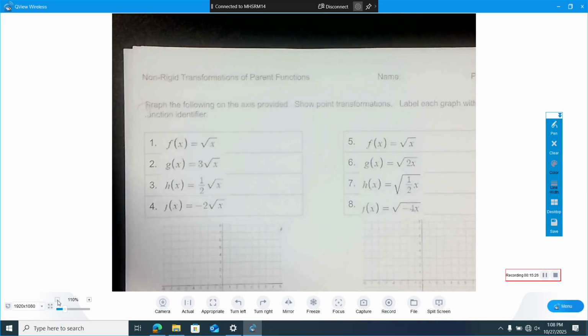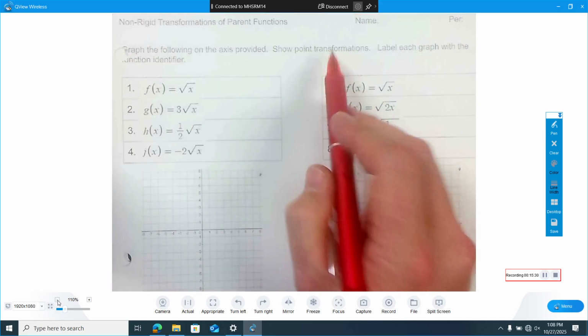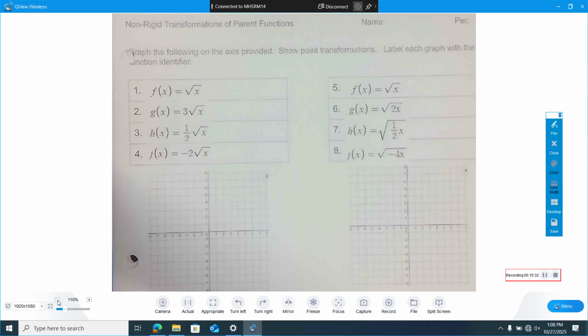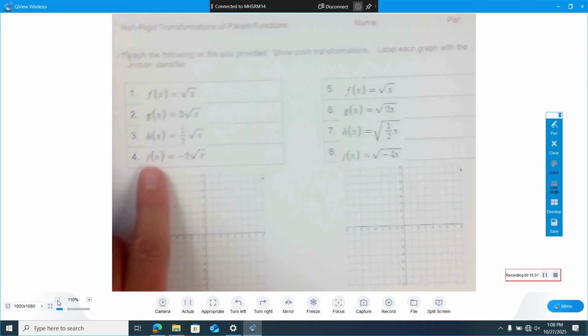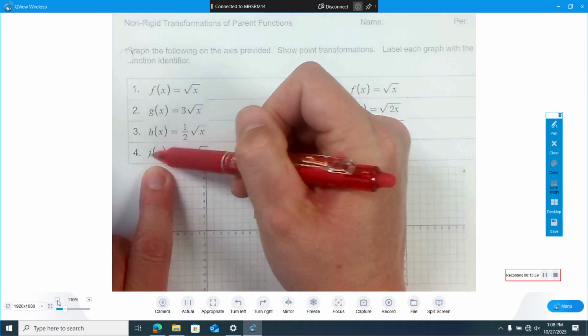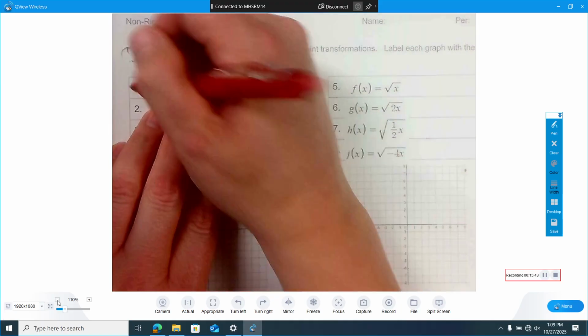Starting with this, I want you to show point transformations because that's really important for this. Label each graph with the function identifier. You'll notice this is F, G, H, and J, which have different names so we can keep them separated. I'm going to start with number 1 here.